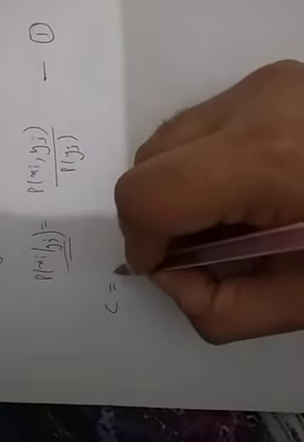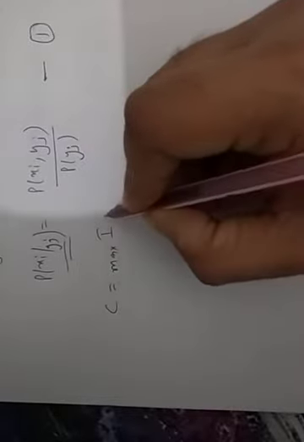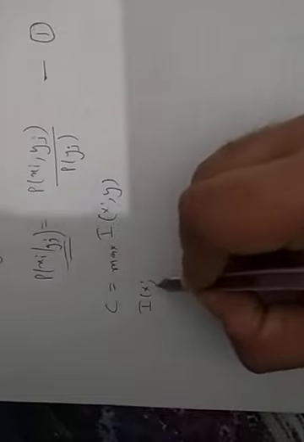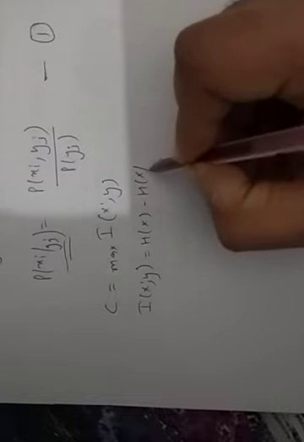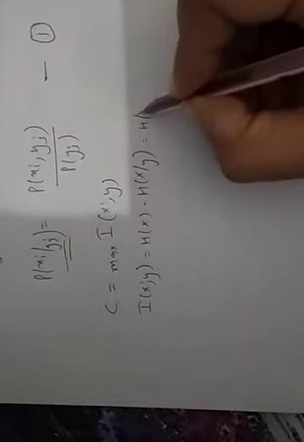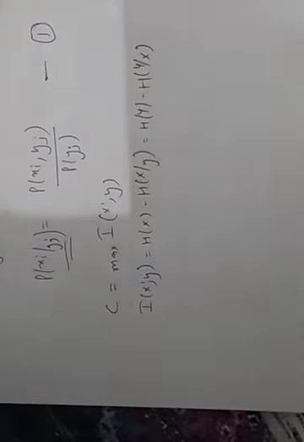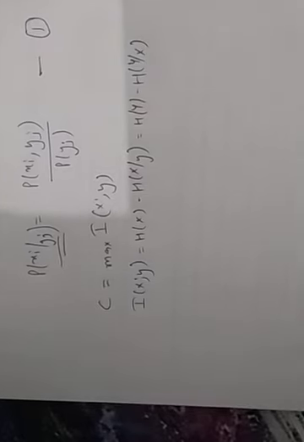Now we are going to make a general relation for finding channel capacity. We already know that the channel capacity is equal to the maximum mutual information. Now what do we mean by mutual information? That is I(X;Y) is equal to H(X) minus H(X/Y), or we can also write it as H(Y) minus H(Y/X). So this was the relation for mutual information, and the maximum value of mutual information will give us channel capacity.